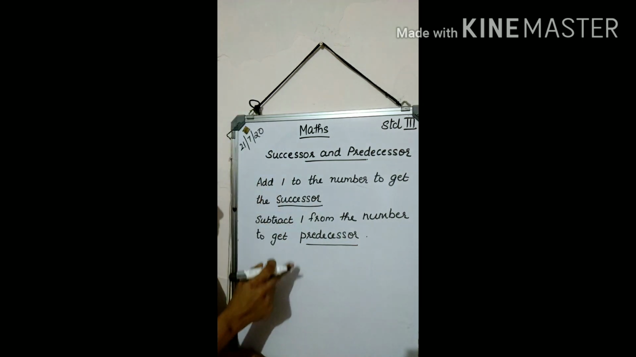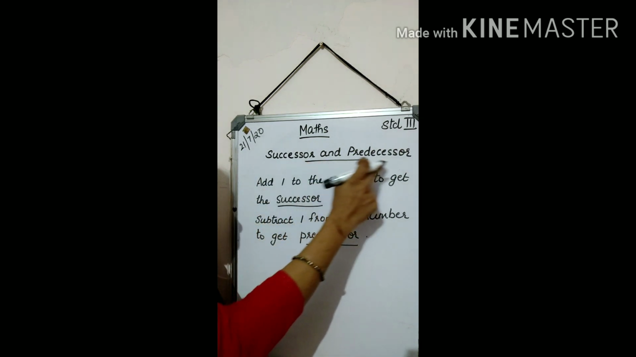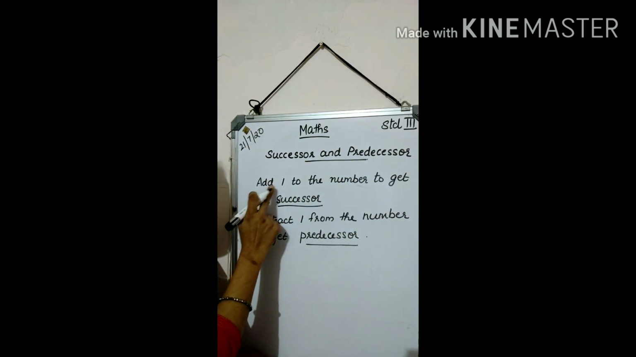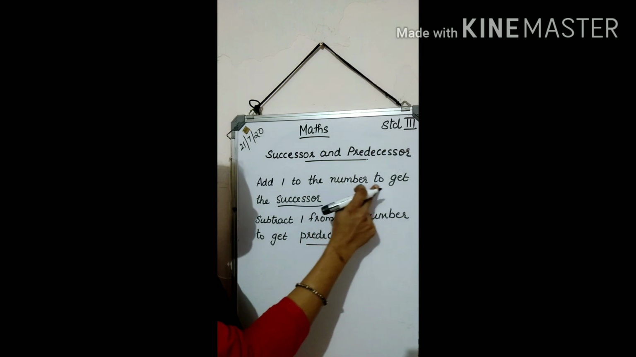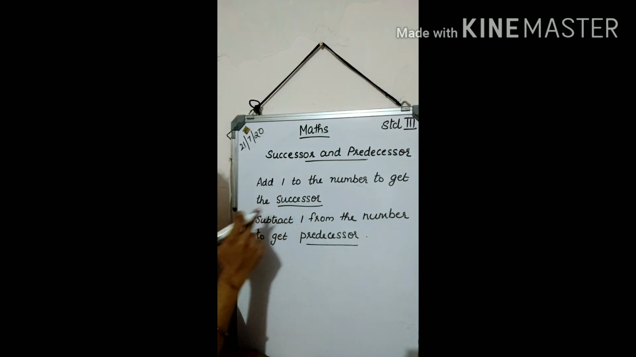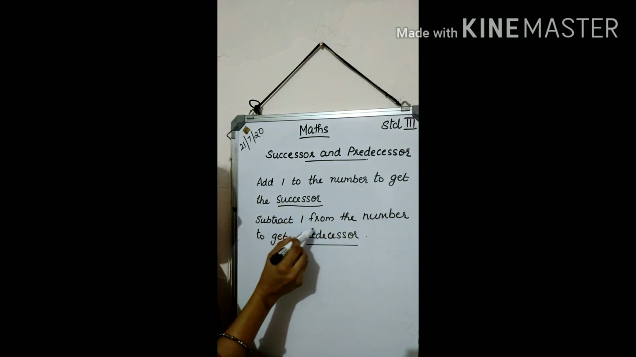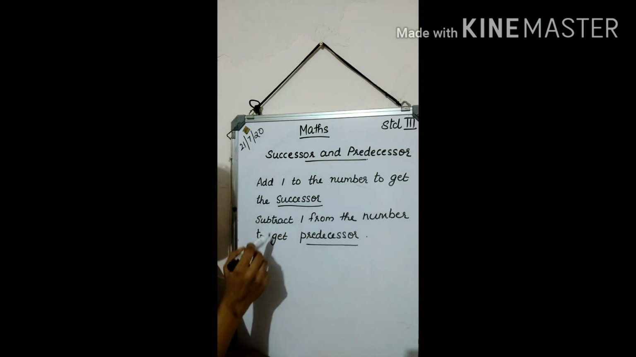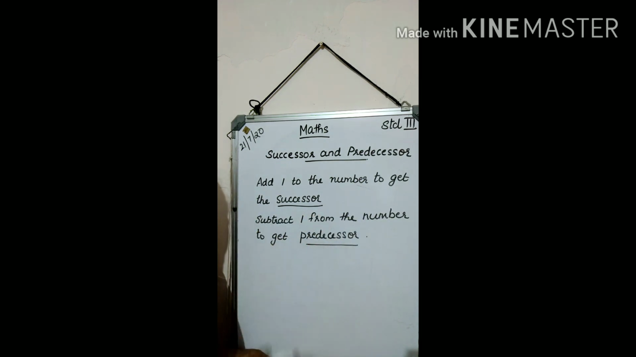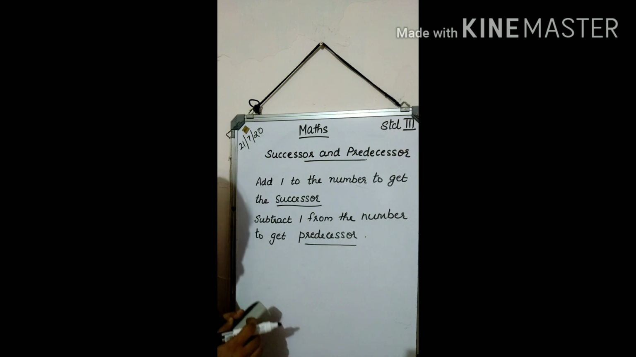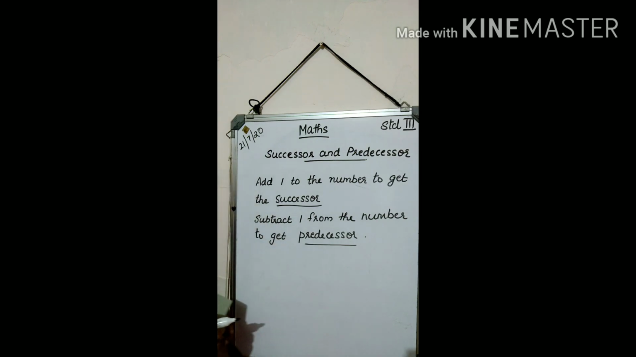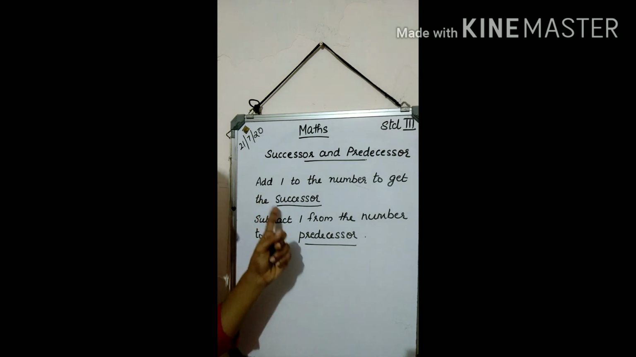So this is the definition. Successor and predecessor. Add 1 to the number to get the successor and subtract 1 from the number to get the predecessor. Write down this in your notebook.